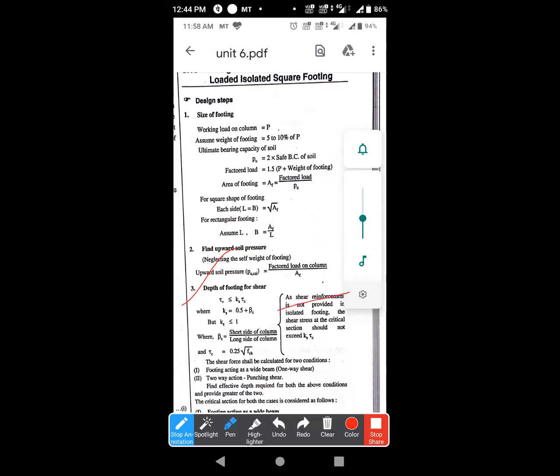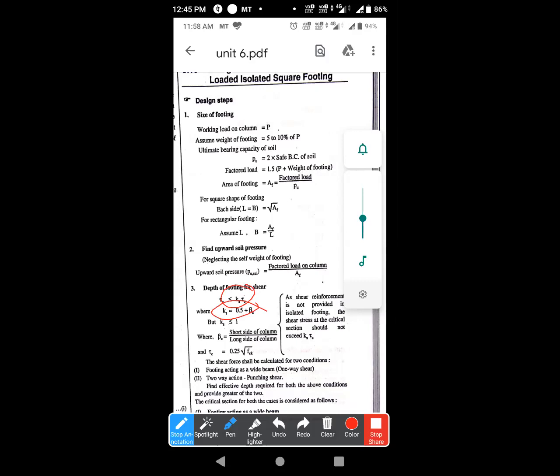As shear reinforcement is not provided in the isolated footing, the shear stress at the critical section should not exceed Ks into tau c. As you know, shear reinforcement is not provided for the isolated footing. Therefore, you have to check for the shear, and whatever the check comes to, it should be less than Ks into tau c.